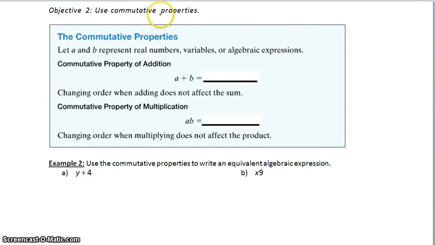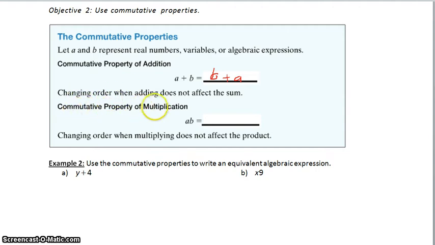Next, we will be working with objective 2, which is using the commutative properties. Okay, we have a commutative property of addition. All this means is that if you're dealing with all addition signs, it doesn't matter the order that you add in, you will end up with the same answer. For example, a plus b is the same thing as saying b plus a.